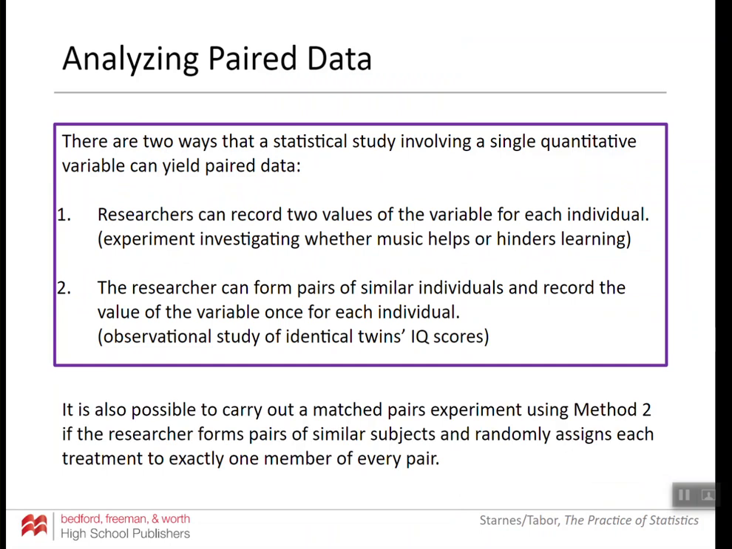It is also possible to carry out a matched pairs experiment using method 2 if the researcher forms pairs of similar subjects and randomly assigns each treatment to exactly one member of the pair, which is what I just described.